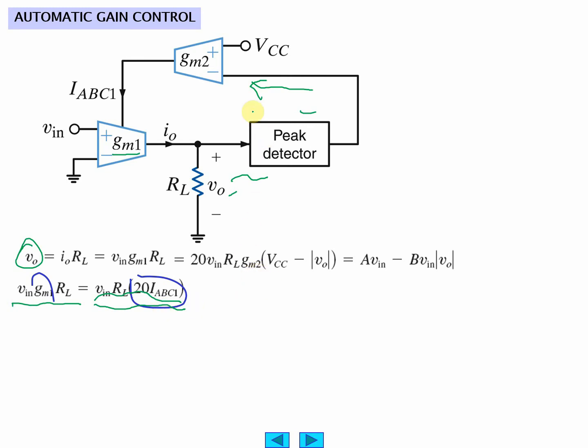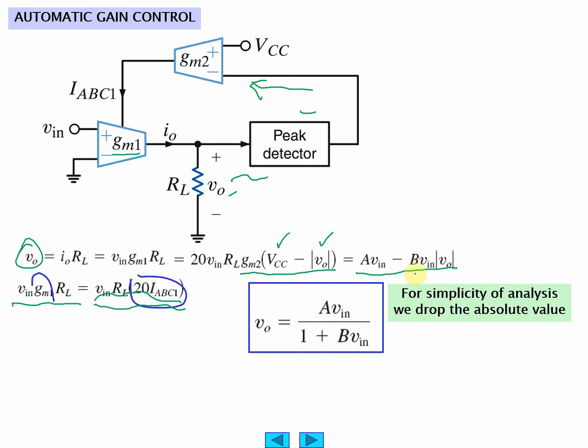Now, IABC can be programmed through the second one. So this is a constant voltage of some sort, and this is V out. So we get an equation like this. We solve it for V out, and we get this, that when V in is too big, it starts cranking the gain down.